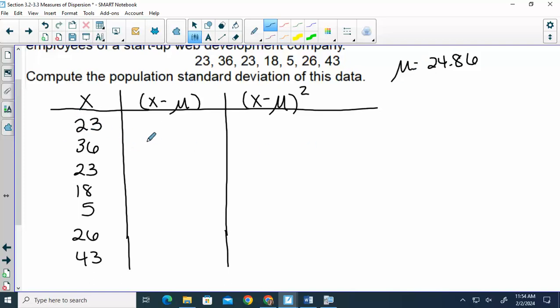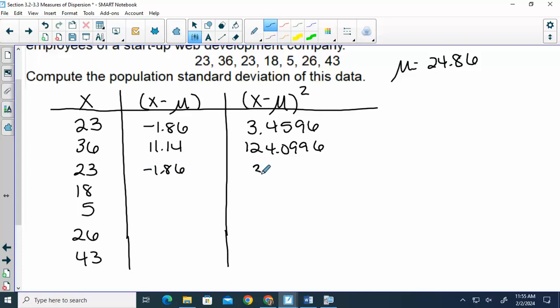So 23 minus 24.86 is negative 1.86. And then what do we do to that? Square it. Okay, so for the next one I do 36 minus the mean, so minus 24.86. Square it. And I have 23 again, so same as my first one.